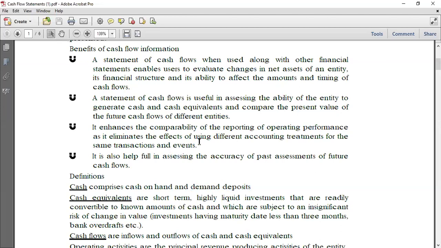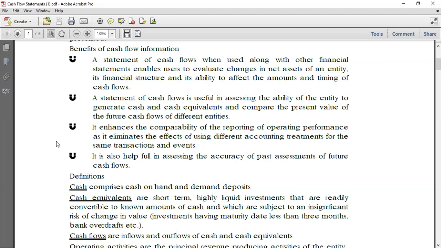Remember, the statement of financial position and the statement of comprehensive income have a lot to do with some elements of accounting treatments for different transactions and events. And sometimes they do not take into consideration what we call the non-cash items, things like provision, things like depreciation, all those are non-cash items. Now, the cash flow statement comes to eliminate those to give us a true movement of our cash.